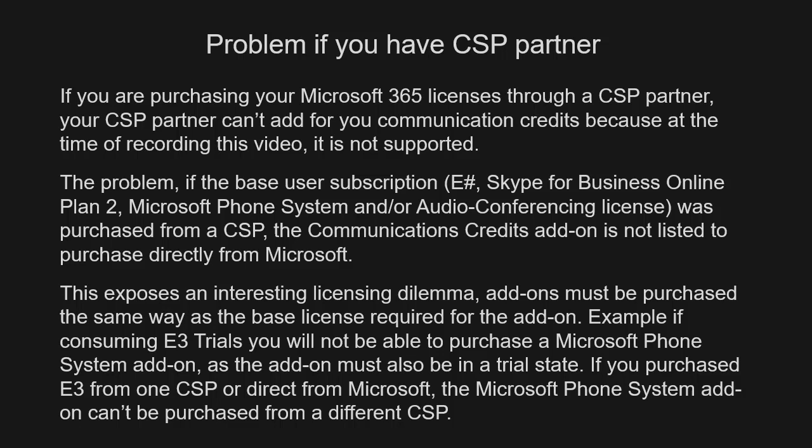Now, the tricky part is that CSP partners cannot add communication credits to your tenant. Currently, at the time of recording this video, CSP partners cannot add communication credits to your tenant. This means that you cannot create toll-free numbers and add it to your Teams conferencing bridge. Now, there is a trick, there is a way that I use to do this.